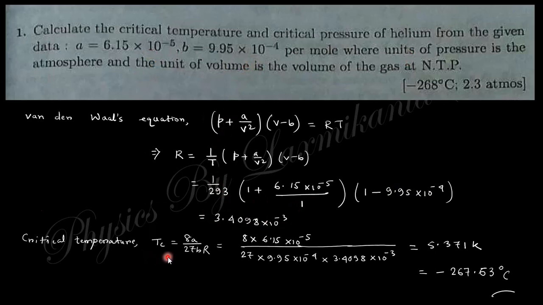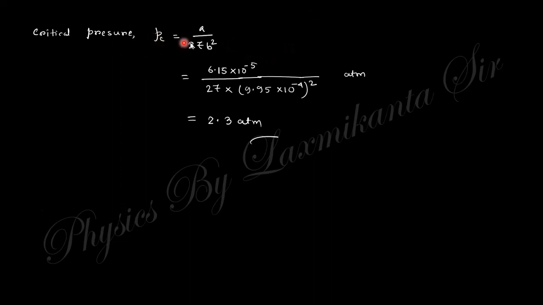So the critical temperature for the van der Waals equation is 8A by 27BR. Putting in the value of A, the value of B, and the value of R here in the calculator, you will get the answer in Kelvin. Convert it into centigrade. The corresponding critical pressure is A by 27B square. So put in this value of A and B, and you will get the value of pressure.